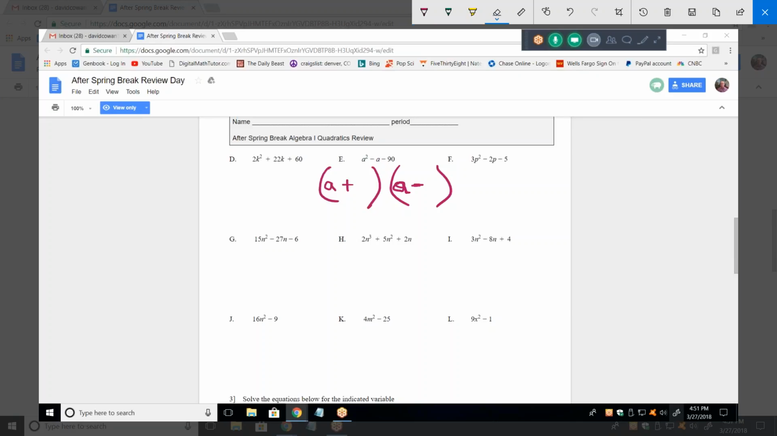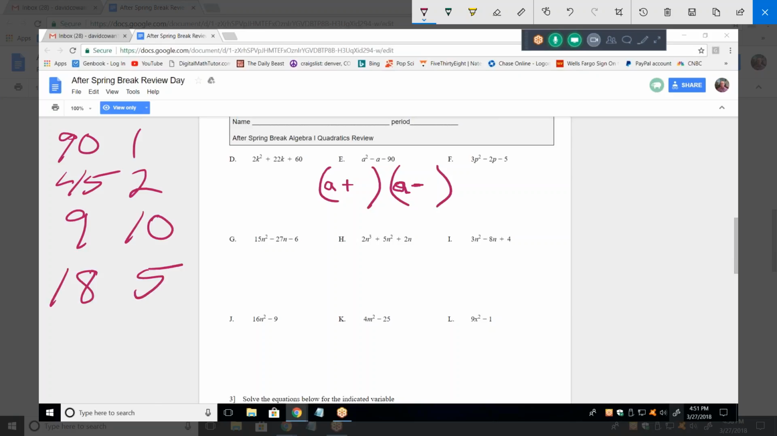Perfect. So let's talk about factors of 90. Got 90 and 1. I got 45 and 2. I'm going to divide that by 5, multiply that by 5. I got 9 and 10. I'm going to cut the 10 in half and double the other. There's another set. Might be able to find some more, but I don't need them.